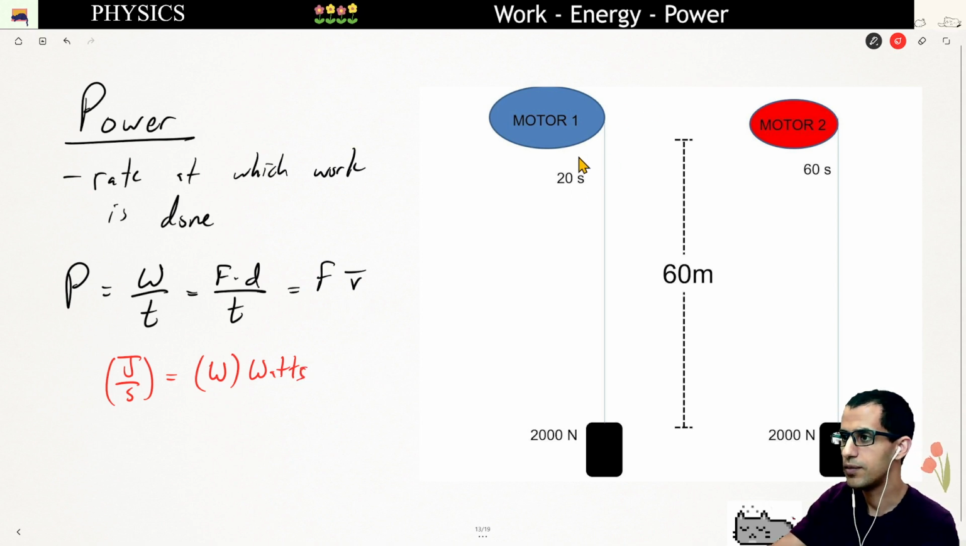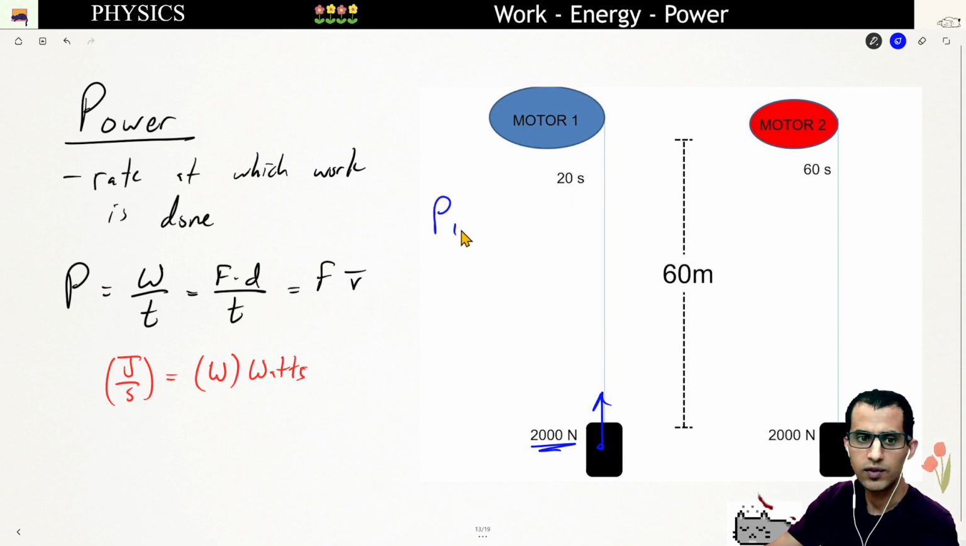So we can do a quick example here to demonstrate power. We have two elevators, both weighing 2,000 newtons, and they're being pulled up by two different motors. Motor number 1 lifts up the elevator in 20 seconds. Motor number 2 lifts up the elevator in 60 seconds. And so we can ask ourselves which of these two motors is more powerful. To determine that, we're going to use the power equation. We know the force applied, which is going to be 2,000 newtons. We know the distance is 60 meters, and we have the time here for each motor.